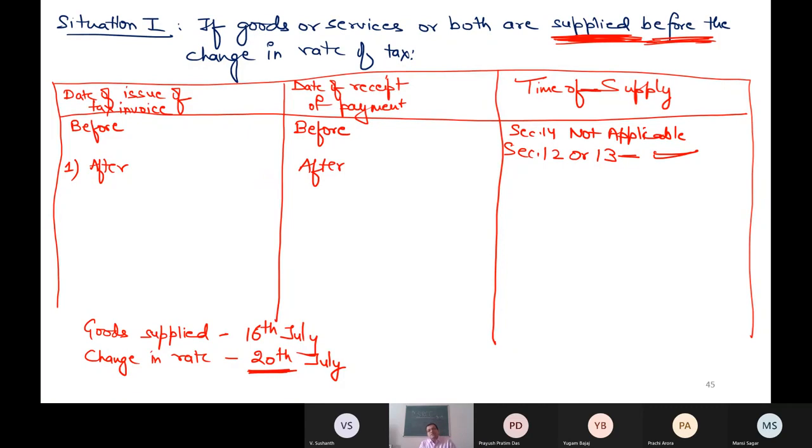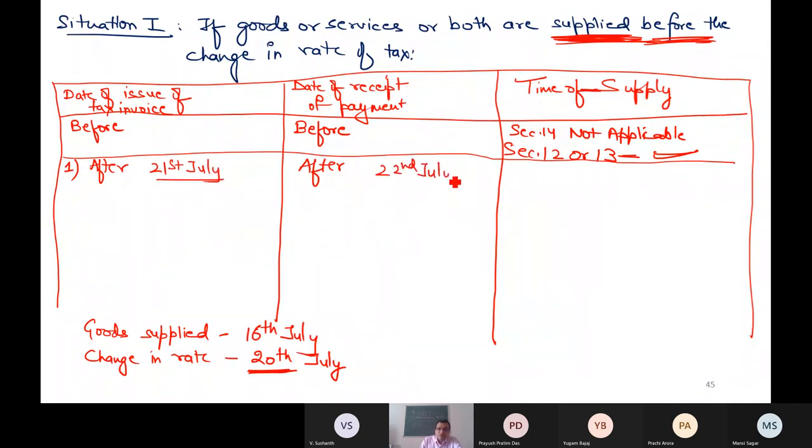So when goods and services are supplied before change in rate of tax, and invoice date and payment date are after, which rate is applicable? Can you tell me? Let us assume invoice date is 21st July, and payment date, let us assume, is 22nd July. Now you can say there is a problem. Supplied on 16th, change happens 20th. Invoice and payment on 21st and 22nd respectively, which rate is applicable?